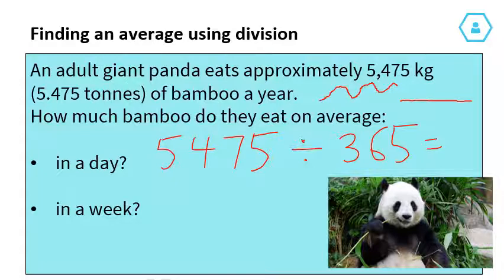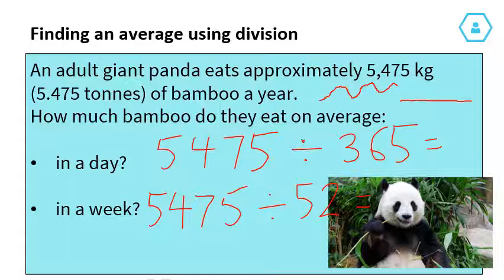So I want to find out how much it eats in a week. Well, there's two different approaches here. I could multiply the answer here by 7 because I know there are 7 days in a week. Otherwise, I could put my dividend here again, which is 5,475, divided by, and I know there are 52 weeks in a year, and I'd enter that into my calculator and it'd give me my answer. So that's how you find an average using division.